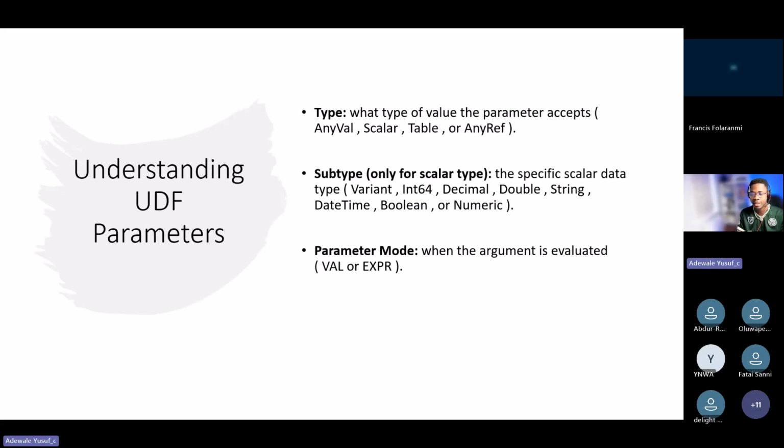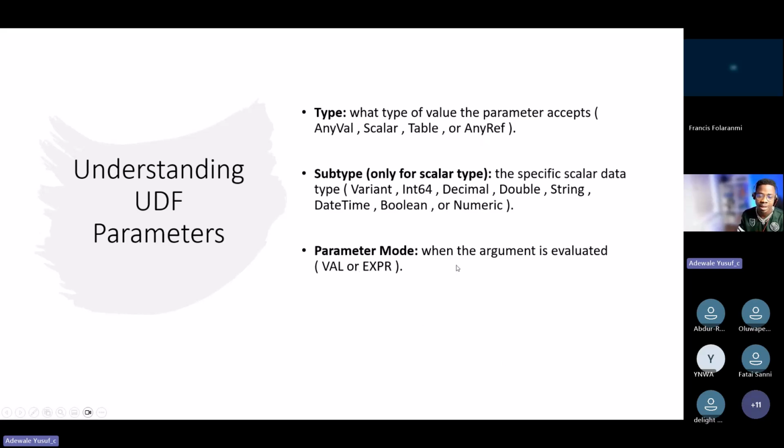Then we have scalar. Scalar is divided into subtypes, the scalar subtype. Inside scalar, we have variant, integer, decimal, double, string, datetime, Boolean, numeric, which are all the data types that we are familiar with. When you are creating your UDF, you need to structure your input in such a way that you know what you want the input to accept. Then we have table, which is quite straightforward if you want people to pass in a table. And then anyref is similar to anyval.